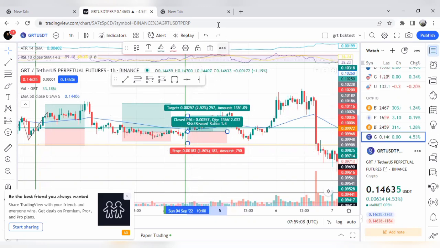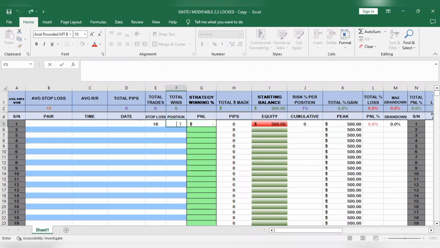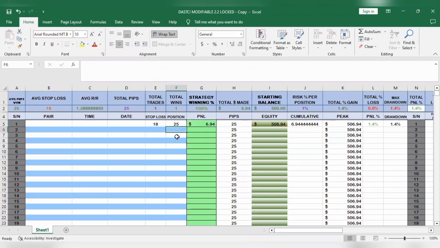Now, going to the spreadsheet to input this data. Our stop loss we have here is 18, and we have 25. As you can see, the spreadsheet has already done some calculations for us. On this particular trade, we've made a profit of $6.94, and we've made no losses so far.